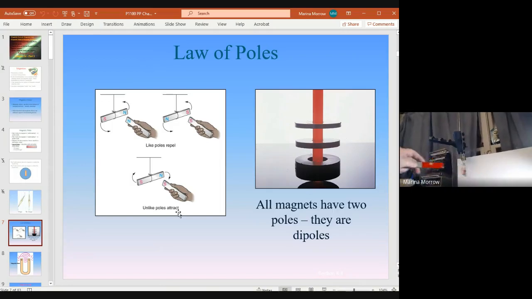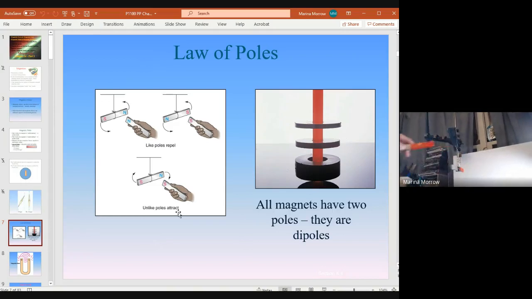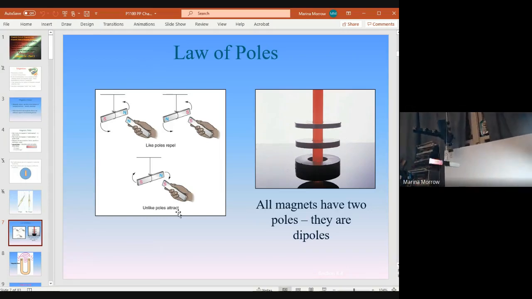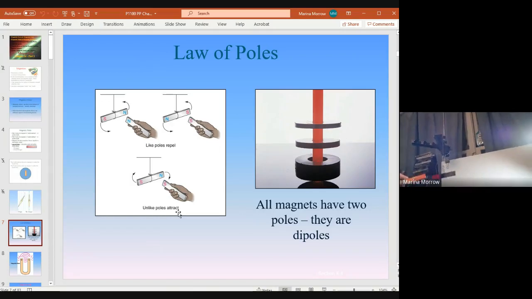And I can get it to circle too. Well, getting it does help, but I can also get it to circle just by repelling it at the right time. And this is actually one of the ways that sort of an electric motor works. You have repelling and attracting at just the right time to keep something moving around.